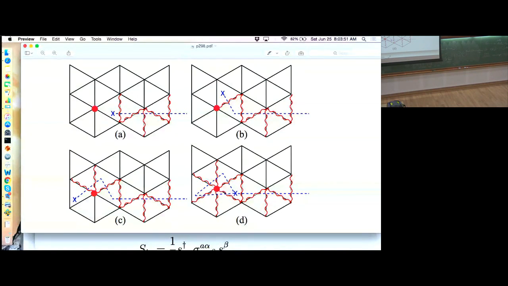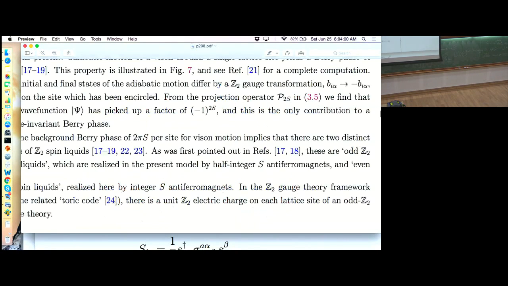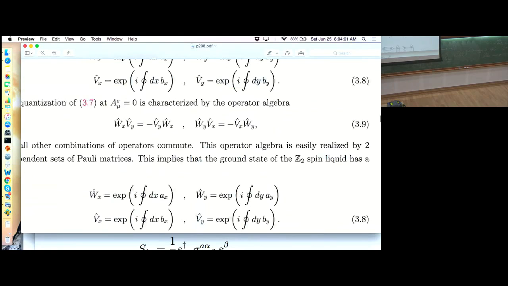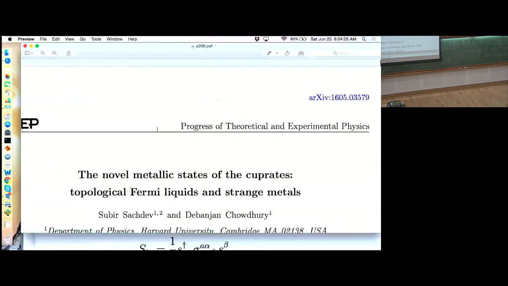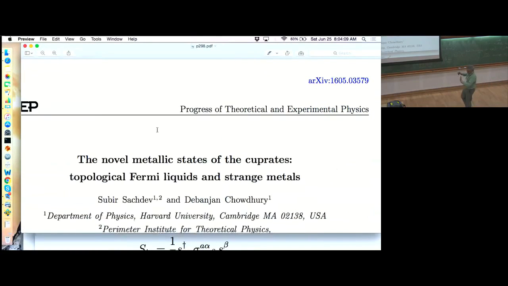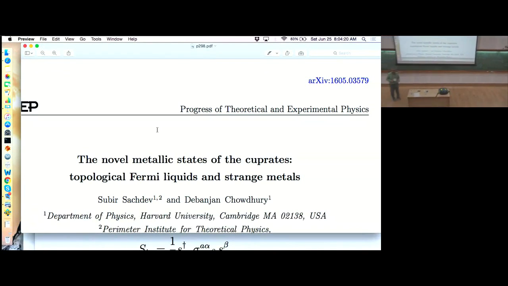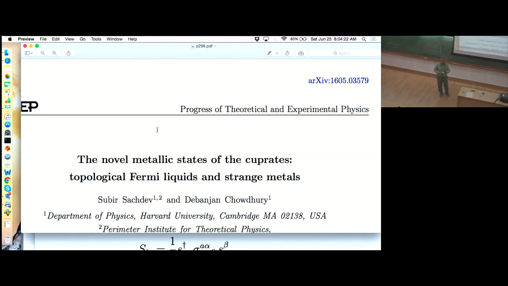So there are fairly explicit details in this article. Let me just at least give you the arXiv number. This is an article with Debanjan, my student who just graduated. So that's the arXiv number over there, 1605.03579. With a minimum of technicality, I try to just explain using pictures and a few equations what a spin liquid looks like, and why it looks similar to a Z2 gauge theory.